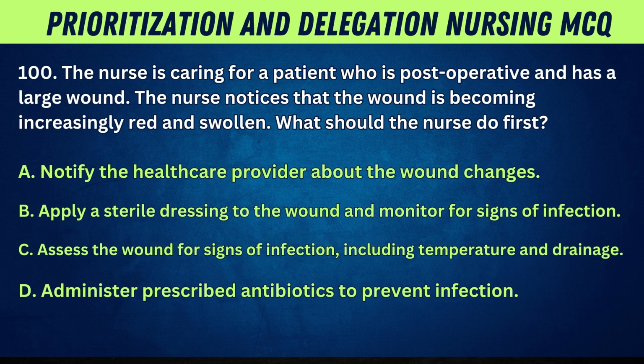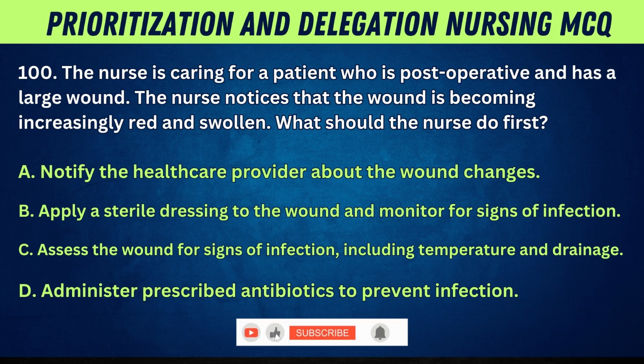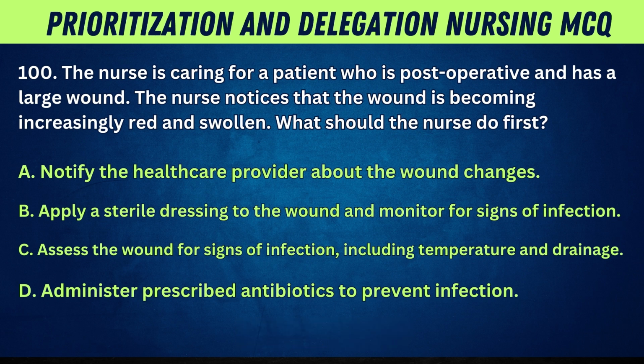100. The nurse is caring for a patient who is post-operative and has a large wound. The nurse notices that the wound is becoming increasingly red and swollen. What should the nurse do first? A. Notify the healthcare provider about the wound changes. B. Apply a sterile dressing to the wound and monitor for signs of infection. C. Assess the wound for signs of infection, including temperature and drainage. D. Administer prescribed antibiotics to prevent infection.